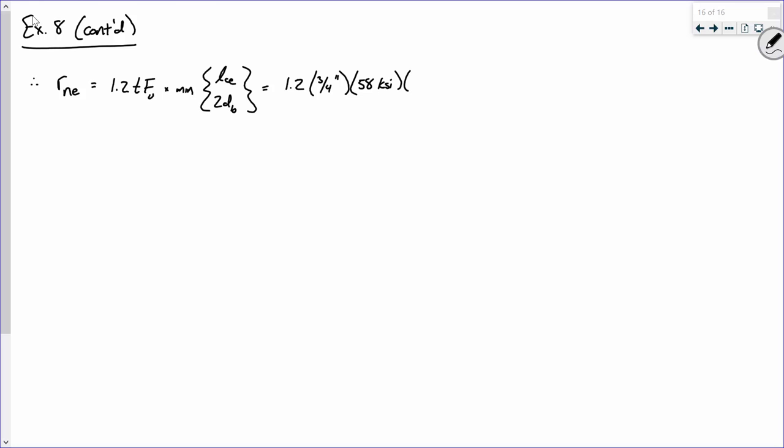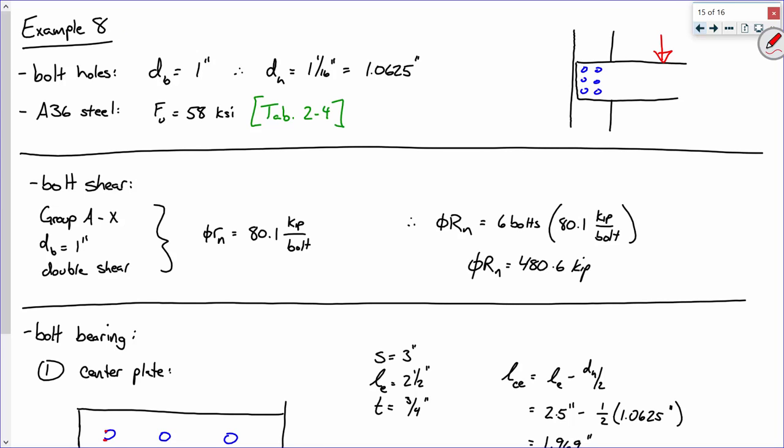Remember what I did back here? See this right there, how I had phi Rn, but I had a little r to say that this was 80 kips per bolt, and then this was the capacity for the entire connection. It's just the same notation. Remember, I'm just looking at the capacity of one edge bolt, okay? So that's why I use a little r. Everybody okay with that? That's just my way of keeping track of what's going on.